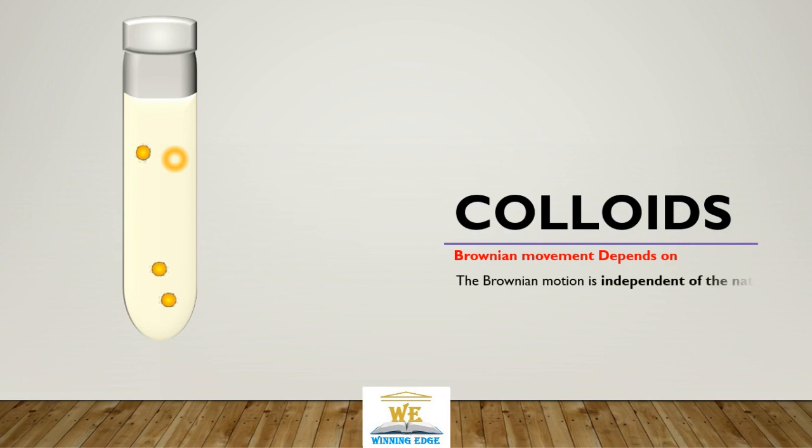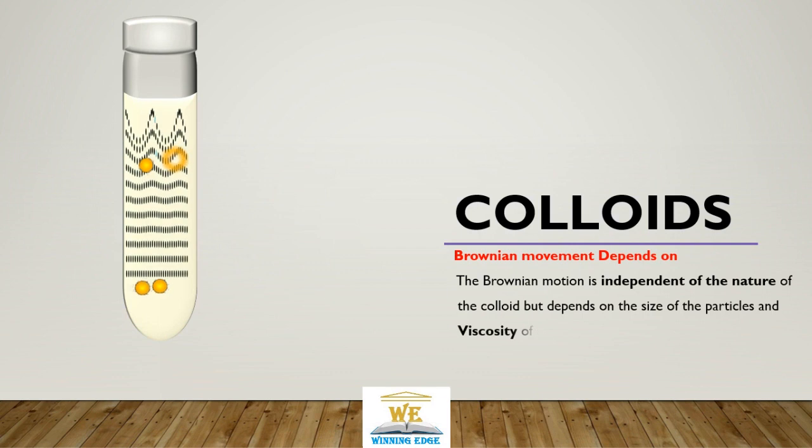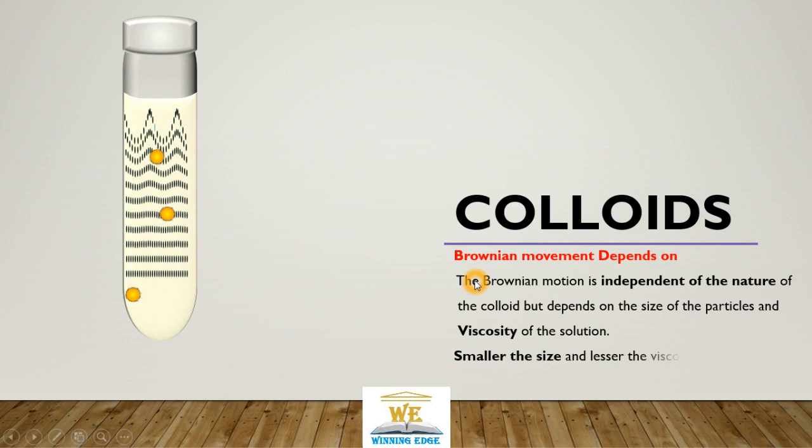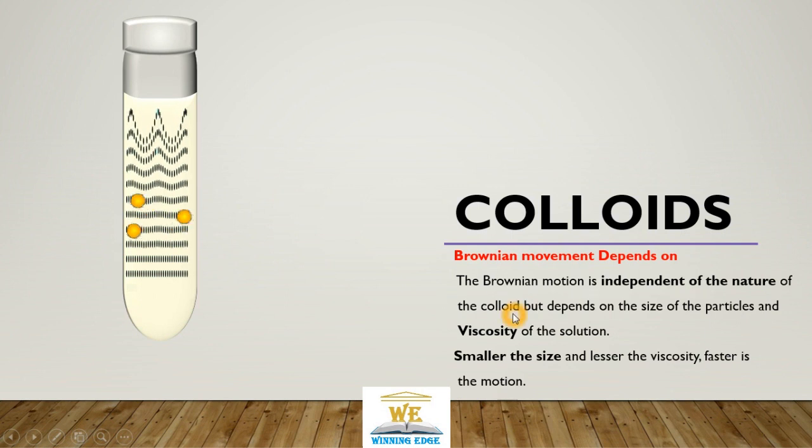It depends upon the size of the particles and the viscosity of the dispersion medium. Brownian motion does not depend upon what colloid it is. It may be metallic, non-metallic, or different, but it depends only upon the dispersion medium viscosity and particle size. The smaller the size and the lesser the viscosity, the faster is the motion of these colloidal particles.